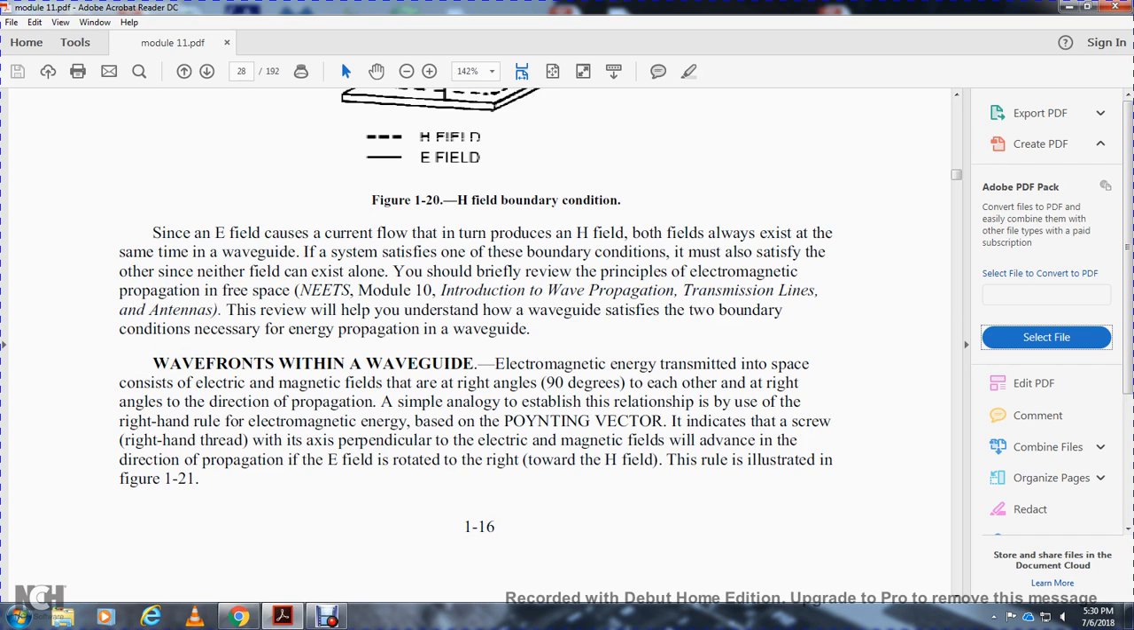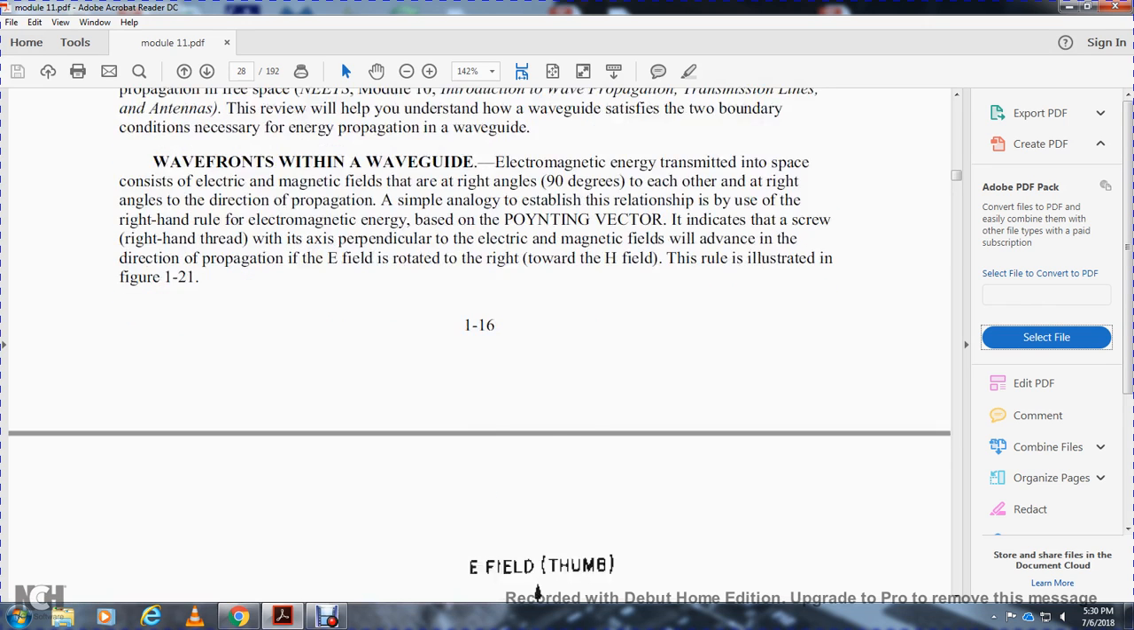A right angle analogy establishes the relationship of the right-hand rule with the electromagnetic energy, based on the pointing vector. It indicates a screw with a right-hand thread, with the axis perpendicular to the electromagnetic field, advancing in the direction of propagation as the electric field is rotated toward the magnetic field. This rule is illustrated in figure 121.